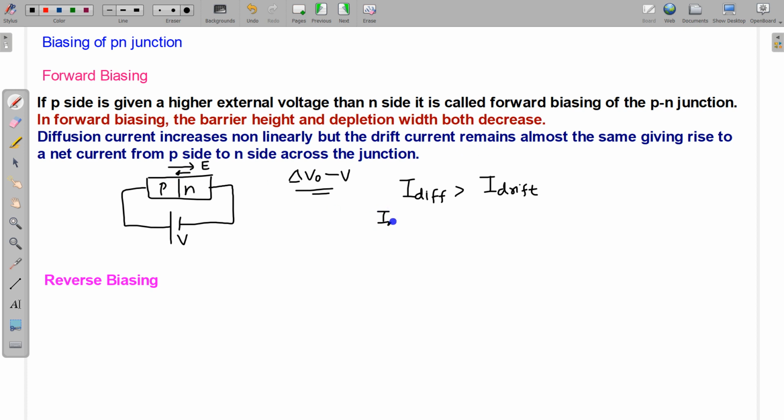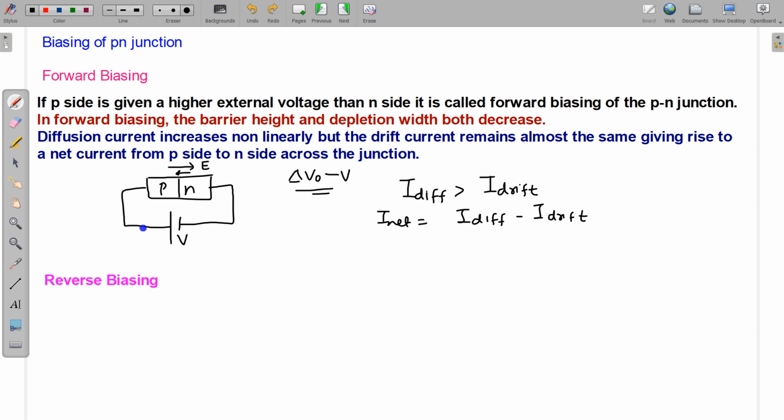So what is the net current here? This net current is I diffusion minus I drift. So this is the net current, and obviously this net current is due to diffusion. So this is from P side to N side across the junction. Now next is reverse biasing.